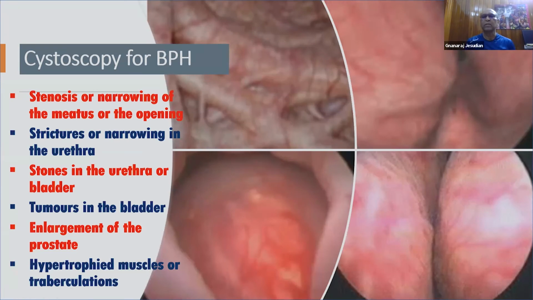But if it looks like this, if it is causing obstruction, which means there is a possibility of enlargement. So this shows the enlargement, which is because of the median lobe. Generally, you'll see only two lobes, but sometimes the median lobe or the third lobe can enlarge. This will also help us to rule out other problems which are there, because obstruction can lead to stones, sometimes infection, tumors, diverticulum, hypertrophied muscles, and so on.